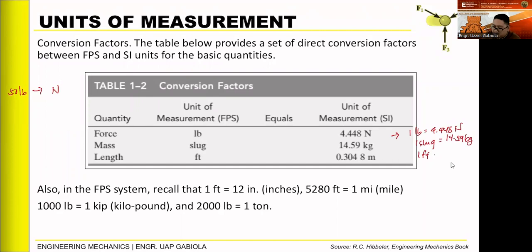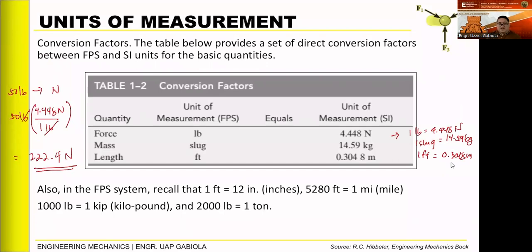Okay? Kung gusto nating i-change in newton, say 50 pounds, gagamitin mo itong conversion na to. Para ma-eliminate si pound, kailangan mag-cancel out. So, 1 pound times 4.448 newtons. Cancel mo to, matitira ay si newton. So, direct multiply lang. 50 times 4.448, that is equals to 222.4 newton. Okay? So, using these conversion factors, you can actually convert your FPS quantity into a SI quantity.